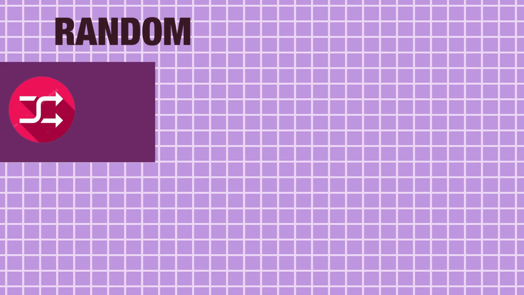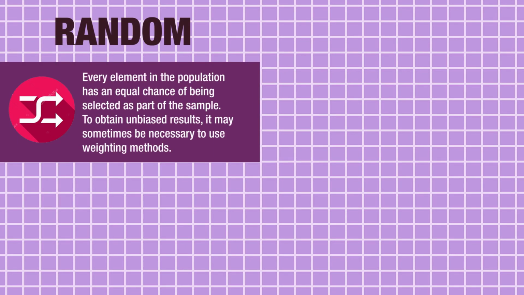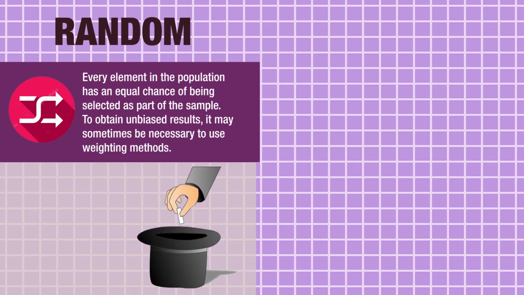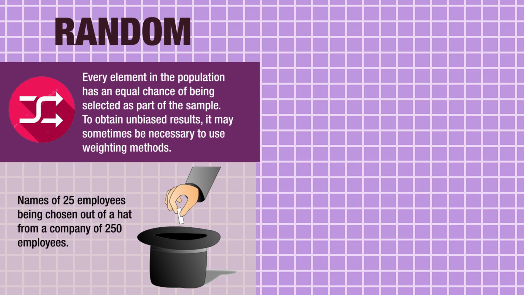Random sampling. Every element in our population has an equal chance of being selected as part of the sample. To obtain unbiased results, it may sometimes be necessary to use weighting methods. Samples obtained under these conditions are also known as random samples. An example of a random sample would be the names of 25 employees being chosen out of a hat from a company of 250 employees.